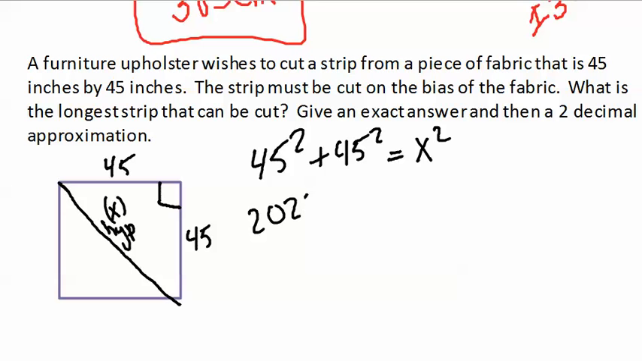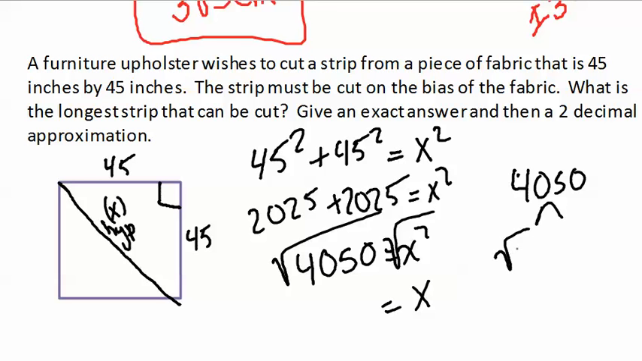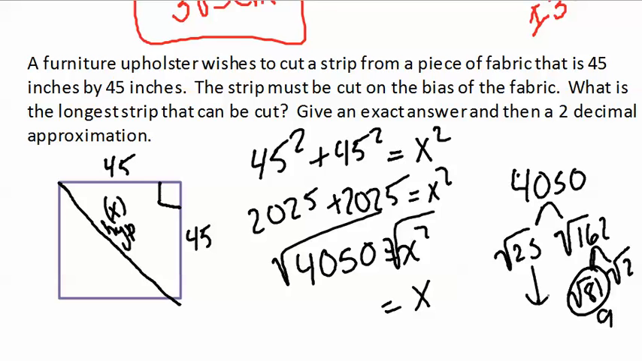It gives me 2,025 plus 2,025, which is 4,050. Take the square root of both sides. Now, a lot of you probably won't know the square root of 4,050, so you can always go back to your basics. I know 25 can go in there. It can go in 162 times. I know that 81 can go in there twice. So there's 9, there's 5, and 2 can't do anything. So 45 square root of 2.